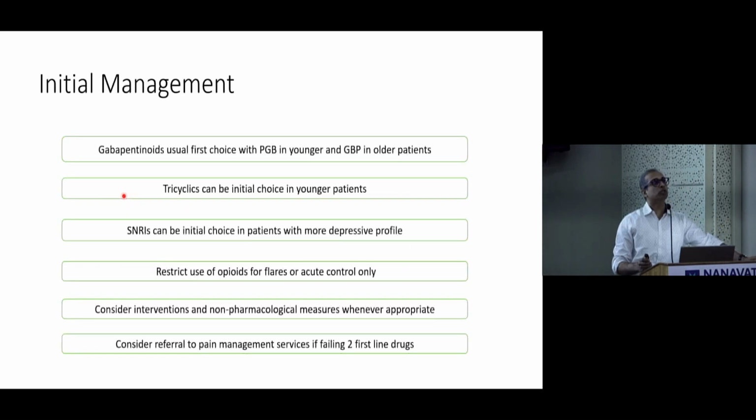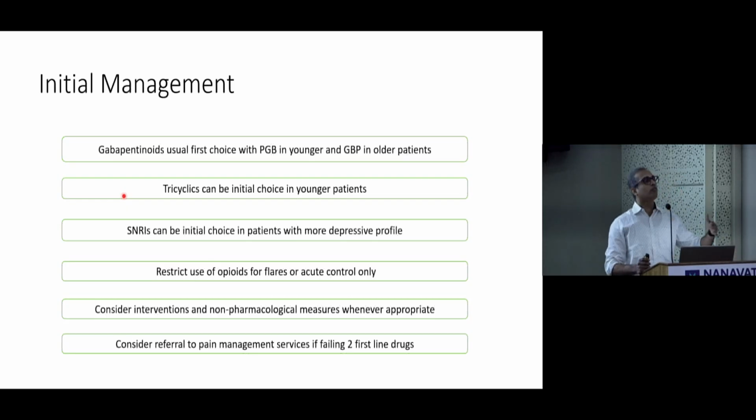For most of the conditions, the gabapentinoids are the first line of drugs to be used. Usually, I tend to use gabapentin in older patients and pregabalin in younger patients. Pregabalin is not very well tolerated by older people. In younger patients, tricyclics can also be one of the first lines.